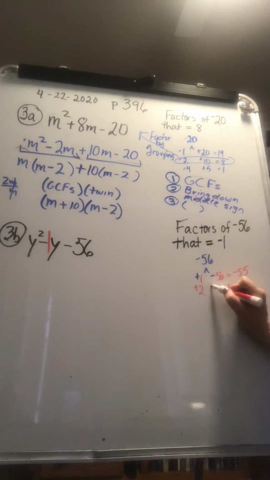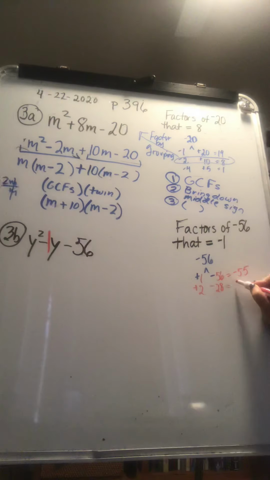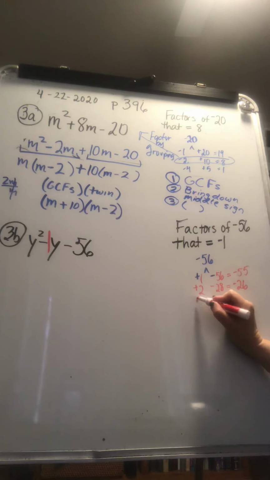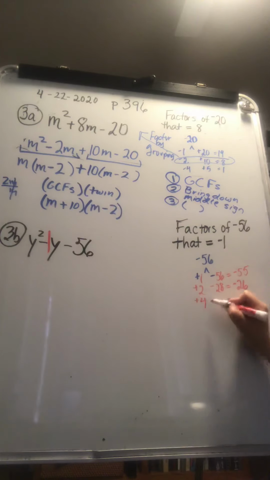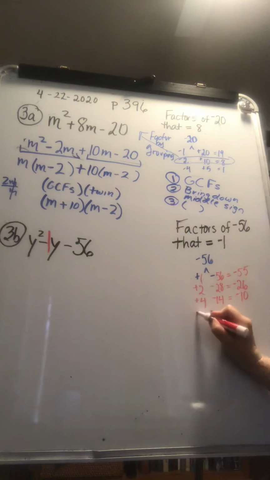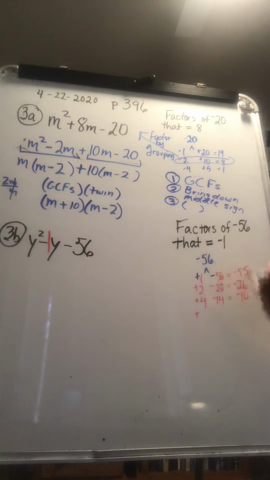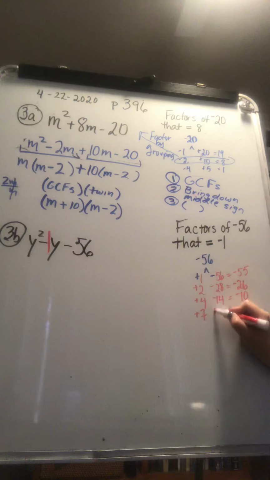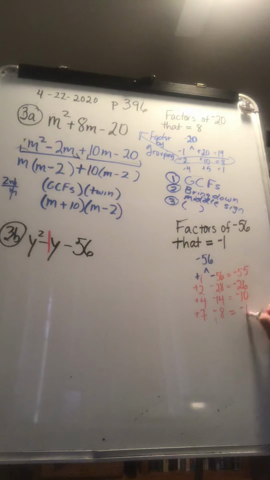I have positive 2 and negative 28. This is when a calculator would come in handy, you guys. Negative 26. That doesn't work. Okay, 3 doesn't go in. 4 does go in, and it's going to be half of 28, so that's 14. Okay, I'm at negative 10. I'm actually getting closer. Okay, 5 doesn't go in, 6 doesn't go in, 7 goes in, and it goes in negative 8 times, and that gives me my negative 1. So here are my factors.